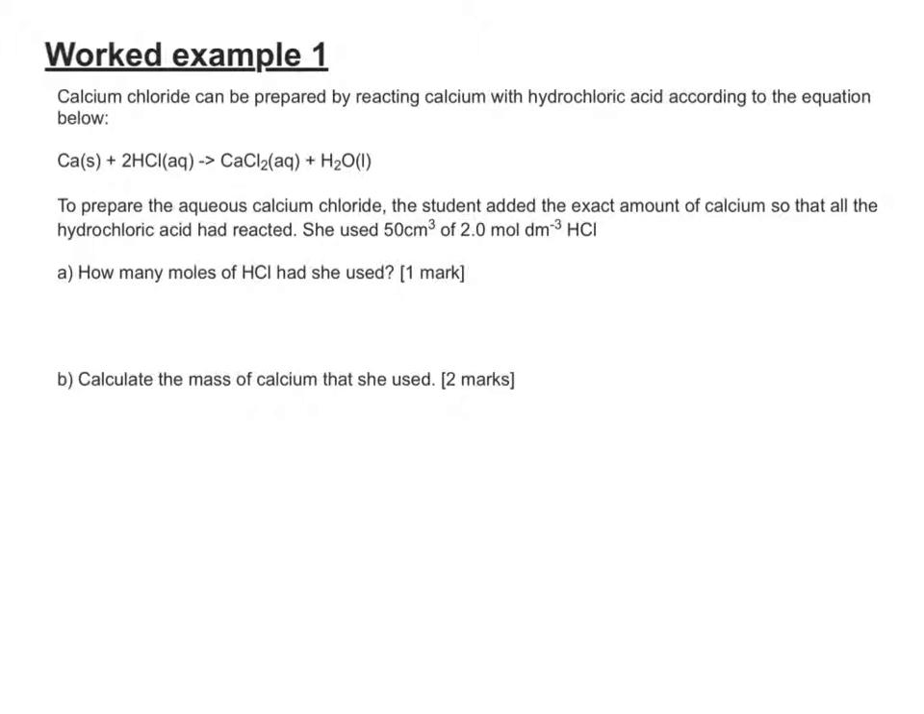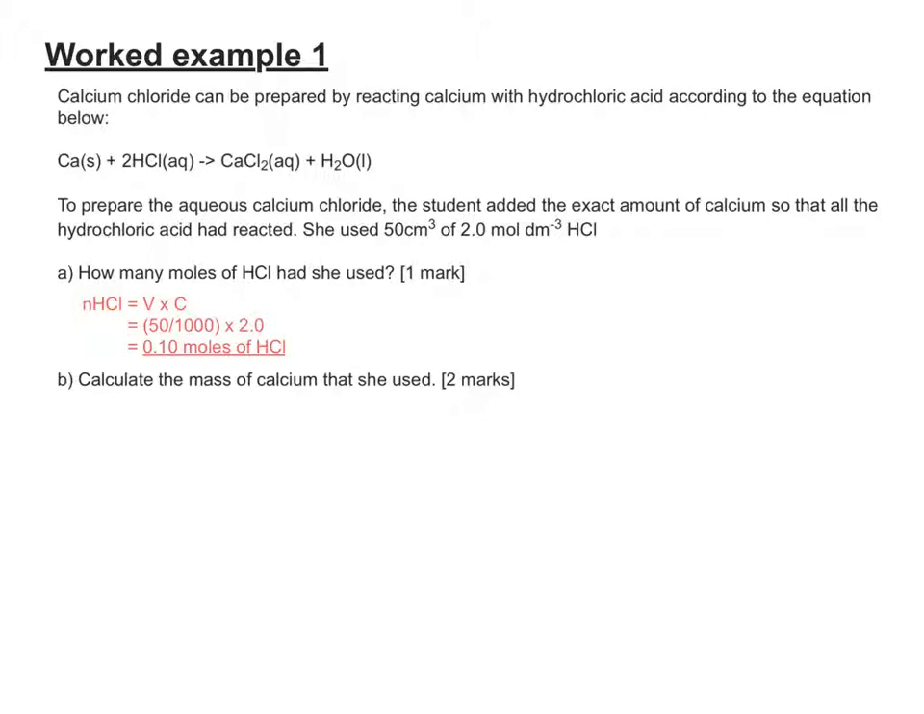So we're going to look at data first. You can see that we've got some data here, 50 centimeters cubed of 2.0 moles per decimeter cubed HCl. So that allows us to work out moles using n equals V times C. So let's put that in.